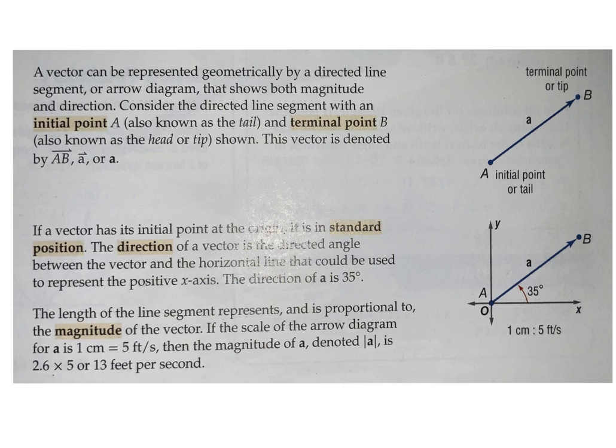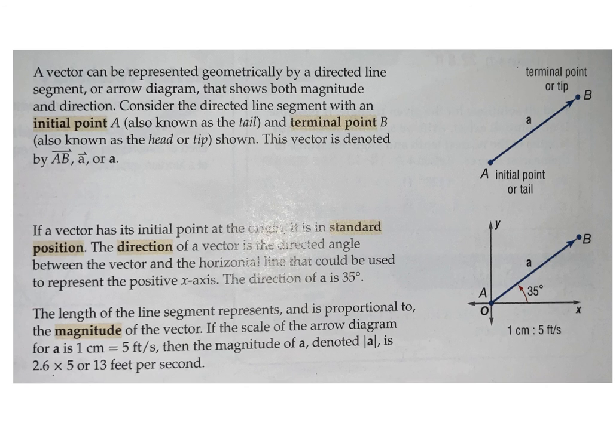That's still going to be, if you were to slide it down to the origin, between the x-axis and that guy, or if you were to draw a horizontal right here, it would still be the angle between. All right, so the direction is the angle between the vector and the horizontal line, which could be used to represent the positive x-axis, which is what you see here. So in this case, the direction of this is 35 degrees. So in standard position, it's from this horizontal, all right?